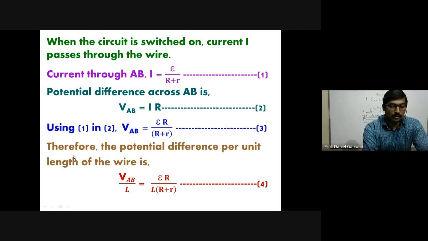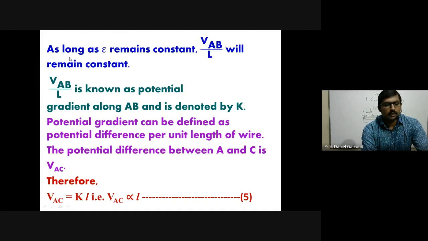Now we have the important condition, check carefully. Therefore, potential difference per unit length: potential difference means V_AB, and divide by length, capital L. So we calculate this particular quantity V_AB divided by L, that is equal to E R divided by R plus r, divided by L here. So this is the important new quantity called potential difference per unit length, as equation number 4. Now what is the name of this quantity? That is given in the next slide.